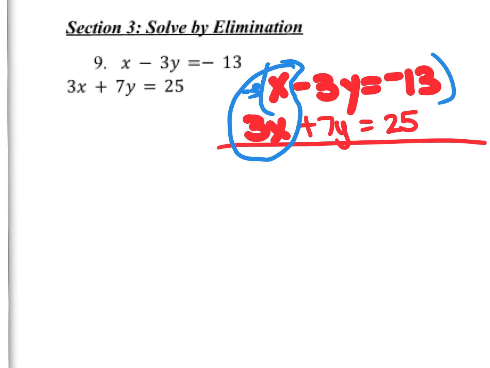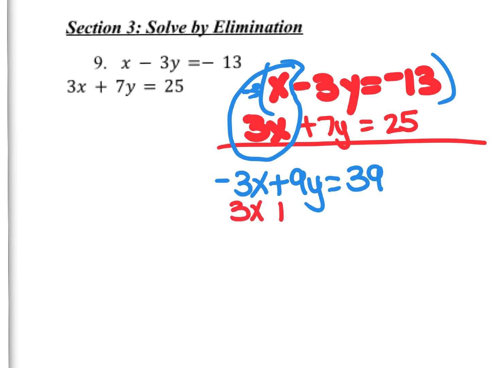So the first thing I'm going to do is exactly that. Multiply that entire top equation by negative 3. So I have negative 3x, and then negative 3 times negative 3y is a positive 9y, and then negative 3 times negative 13 is a positive 39. Okay, watch your signs on these. If there's a mistake that we are going to make, it's always going to be with our signs. Now I'm just simply going to rewrite that second equation.